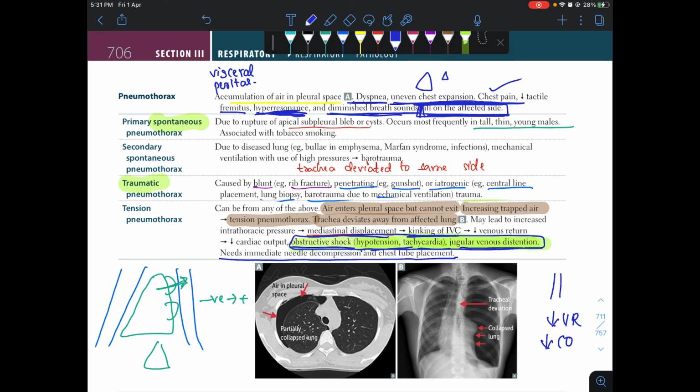If this happens bilaterally, that is cardiac tamponade. That is chest pain, decreased tactile fremitus, hyperresonance, diminished breath sounds on one side. This points to the diagnosis of pneumothorax. Or else if bilateral, that is cardiac tamponade.